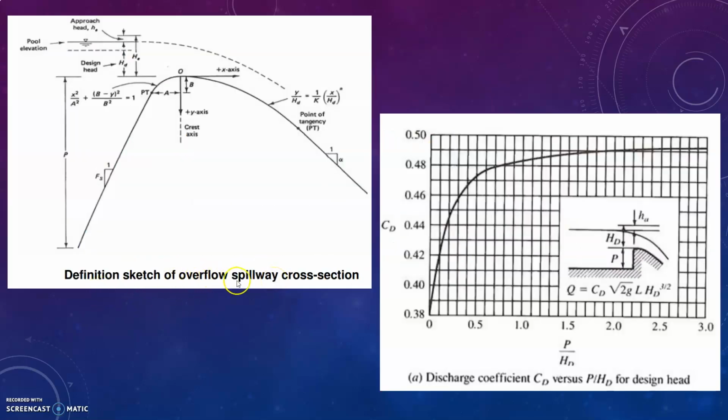This is a definition sketch of the overflow spillway section. Approach head here. This is the pool elevation. Design head HT. This is HA. So the equations: point of tangency, y-axis, this is x-axis, crest axis. If you have the P divided by HT value, you can find the CD value. Once you have the CD value, you can substitute in this equation and get the discharge.